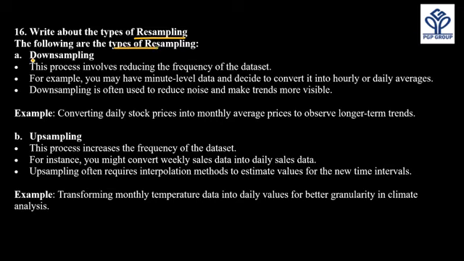There are two types available. One is downsampling and the second one is upsampling. In downsampling, the frequency will be reduced, reducing the frequency of the data set. And upsampling is increasing the frequency of the data set. We already explained this enough, so you can write it by using that.